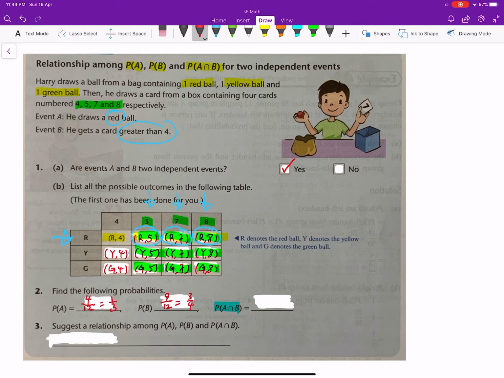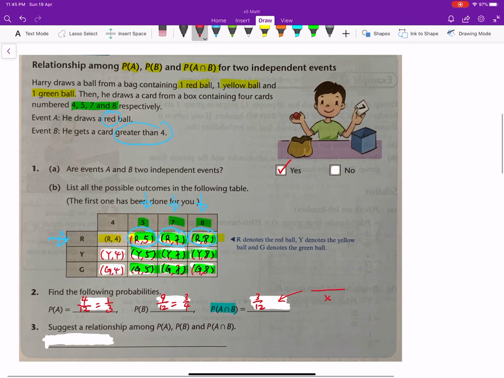So here we get 3 out of 12. But here, actually, I would like to also think about these questions in another way. When you look at this 3/12, actually you can divide it into 2 parts. The first is the total possible outcomes. Total possible outcomes means now you are doing 2 steps, right? 2 steps means you use the multiplication law.